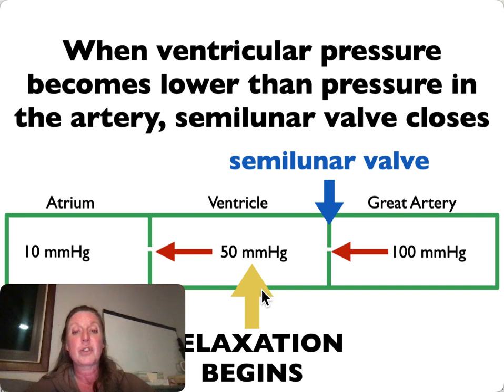Then, when the ventricles begin to relax, the pressure starts to drop. The pressure becomes lower than the pressure in the great artery, so the blood now wants to go from the artery to the ventricle, but the semilunar valve does not allow that to happen. It's closed, and so at this moment there is no flow of blood.